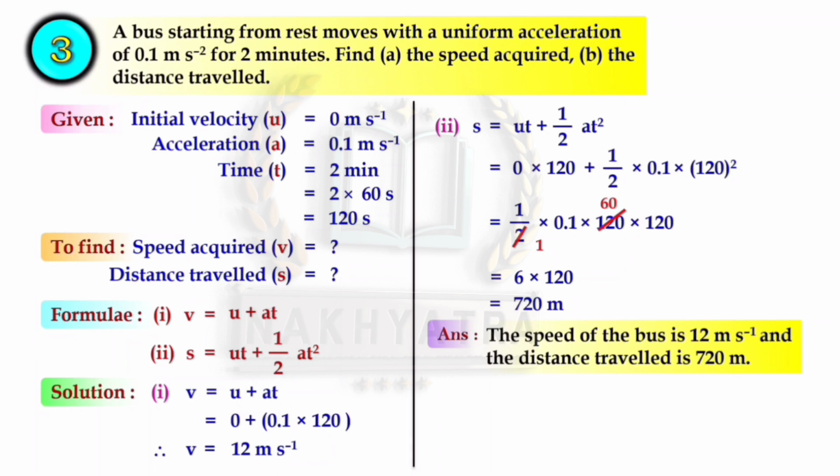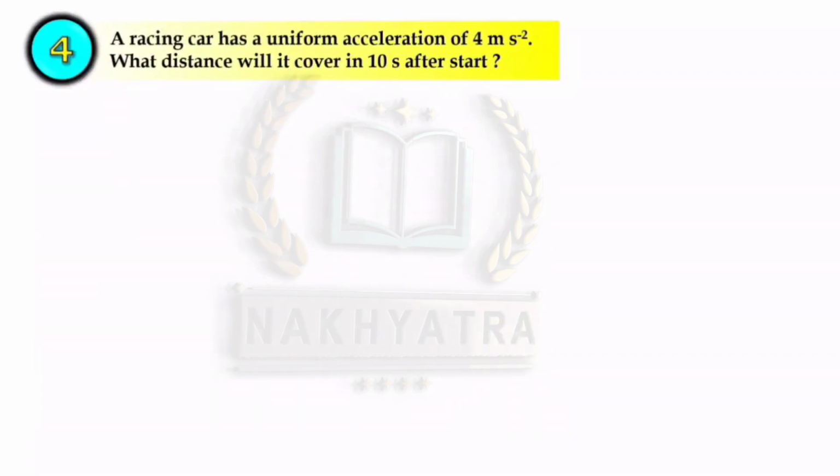I hope everyone is clear, because these are just formula based questions. All you need to do is just put the formula and then put the values. After that, do the calculation and you will get the answer. Okay, next we will see this question. A racing car has a uniform acceleration of 4 meter per second square. What distance will it cover in 10 seconds after that?